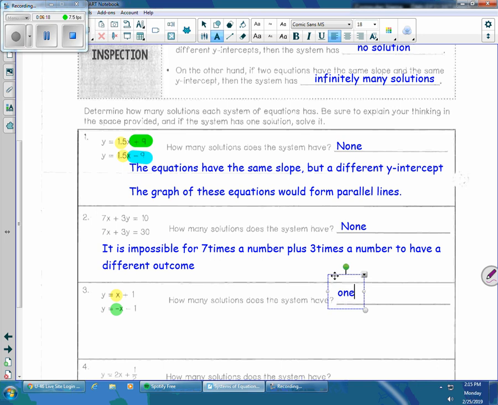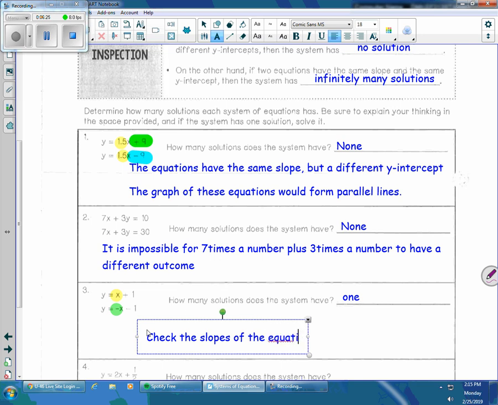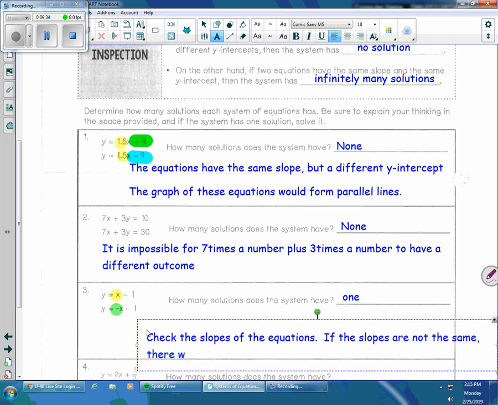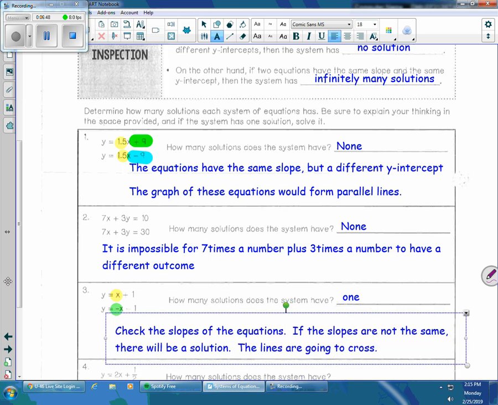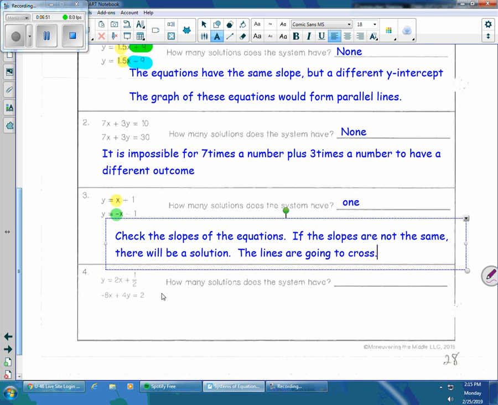Okay? If the slopes are not the same, there will be a solution. The lines are going to cross. Okay. Let's look at the next one.